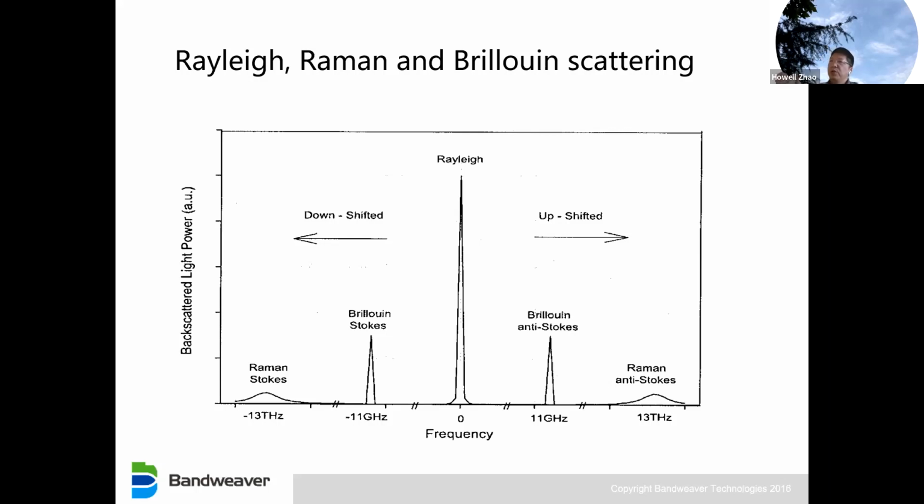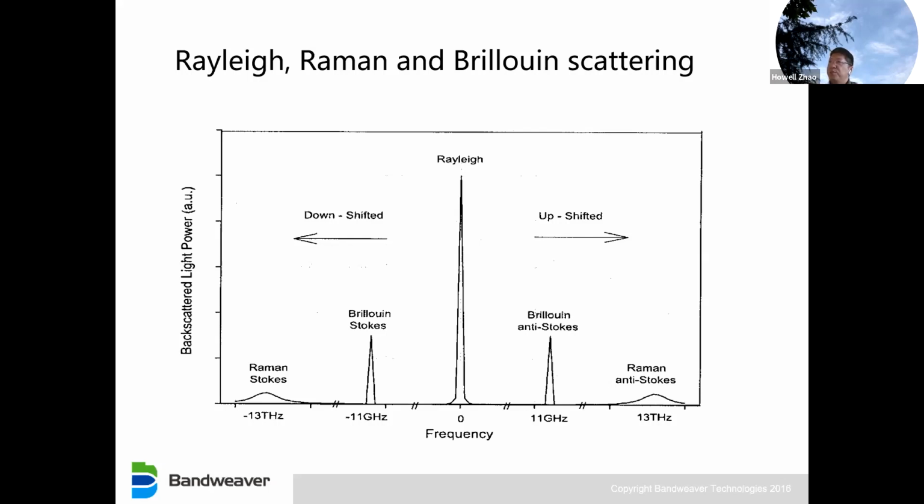So frequency, you can understand the frequency as wavelength because it's a pair of parameters. Higher frequency stands for shorter wavelength. And so you can see Rayleigh backscattering has zero wavelength shift, but Brillouin Stokes and anti-Stokes wavelength shift is about 11 gigahertz frequency shift, and the Raman has more. So it's not necessary for you to remember all these effects. Just have a basic concept in mind.